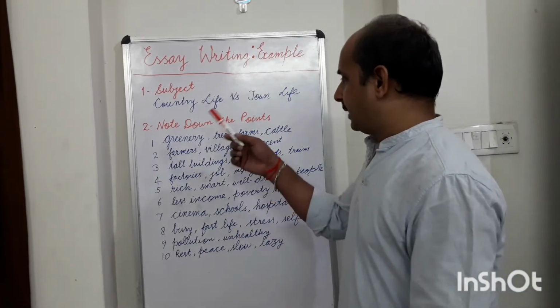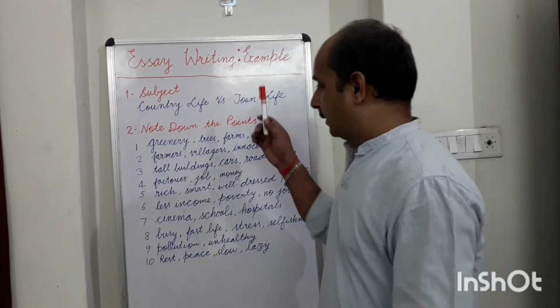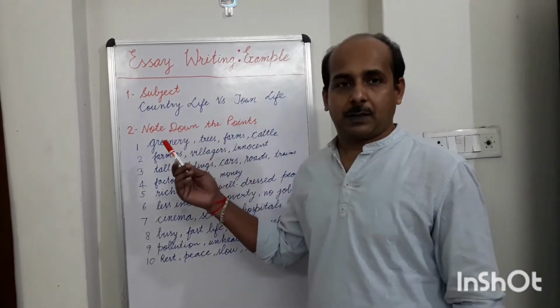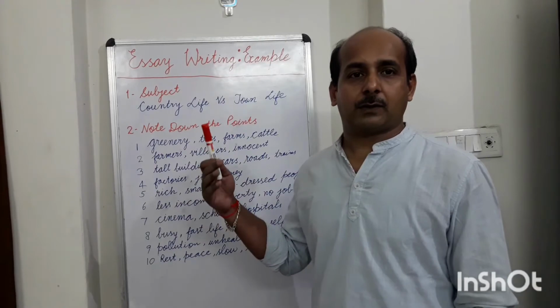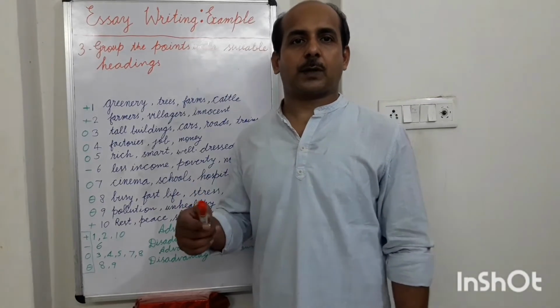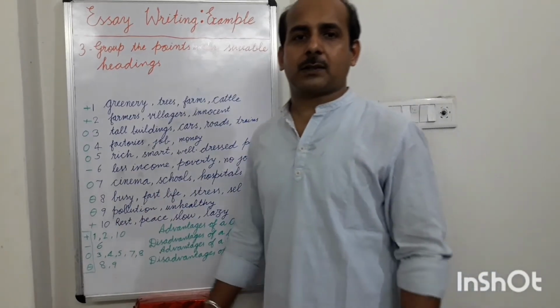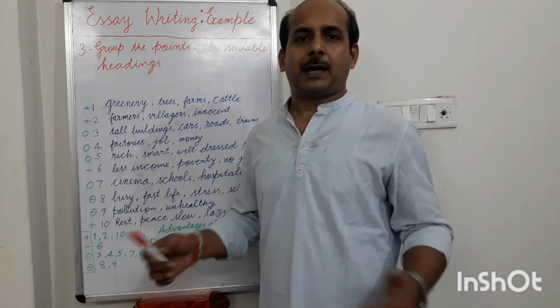So we see that the points here are not in order, but they are there, and we have given them numbers for the sake of convenience for the future use. In the third step, what we have to do is to put the points into groups under suitable headings. In the second step, we collected the points, but they are mixed up and unclassified.